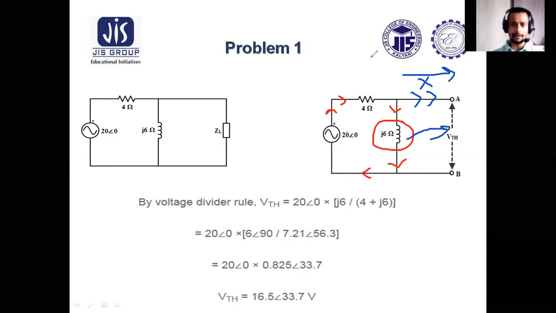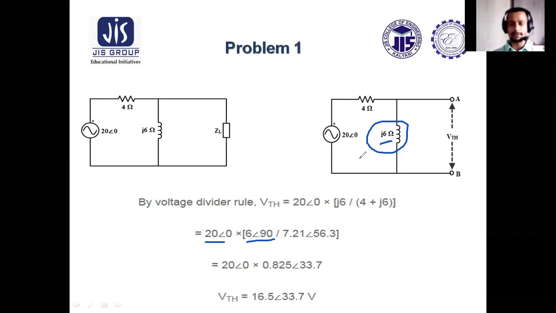These are connected in parallel. So we'll find the voltage drop across J6. As per the voltage divider rule, this will be 20 angle 0 multiplied by the impedance across which voltage is to be determined. This will be the numerator. J6 will be written as 6 angle 90 degrees.